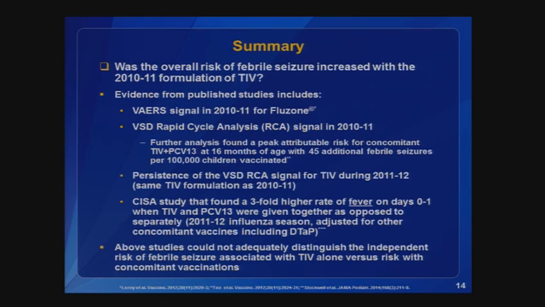So, was the overall risk of febrile seizure increased with the 2010-2011 formulation of TIV? And evidence from published studies includes the VAERS signal in 2010-2011 for Fluzone, the VSD rapid cycle analysis signal in 2010-2011, and the VSD study looking at concomitant TIV and PCV13, which found elevated risk for febrile seizures in children peaking at 16 months with 45 additional febrile seizures per 100,000 children vaccinated.